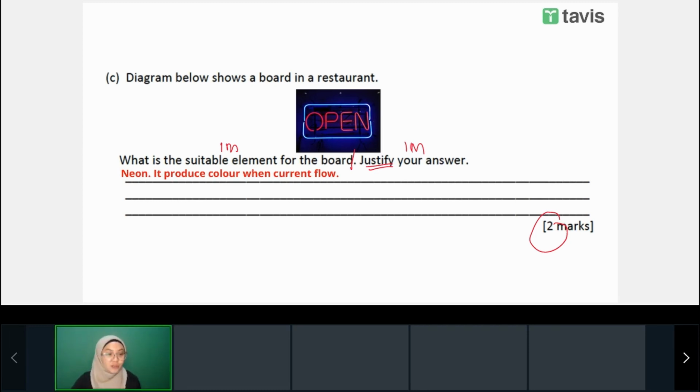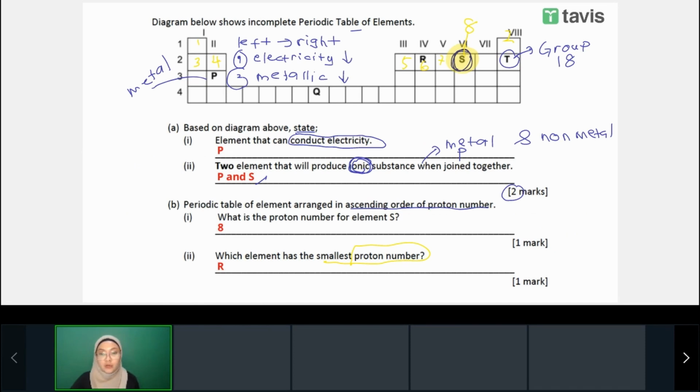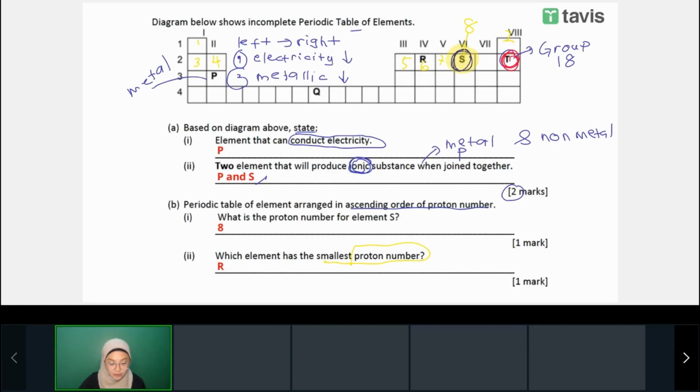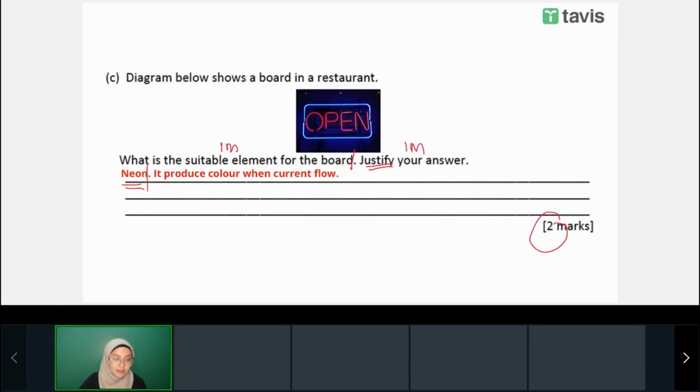For this one, you can answer either neon or T. Anything at group 18 can produce a color. You can either write neon or, just now we did, T. If you write T, it is also correct. Do you want to stop here or do you want to justify? You have to justify your answer to get a full mark.